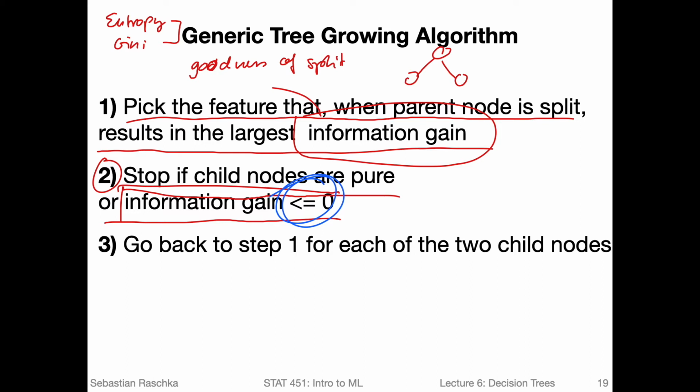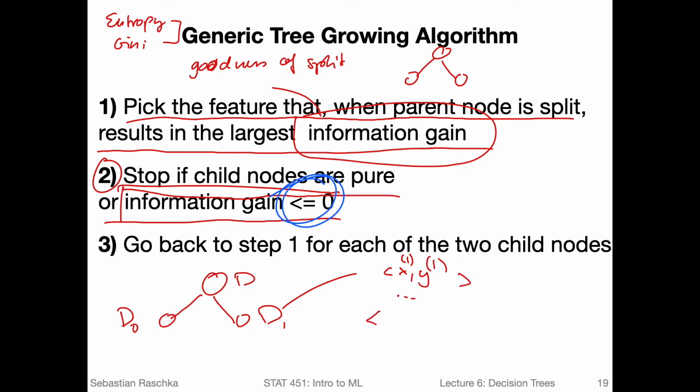So when we start growing the decision tree, we have the whole data set here, and then every time we split, we have a subset. So here we have D0 and here we have D1. So it's a subset of the data set, and each data set subset consists of pairs of features and the corresponding class labels in the training set. So we have, let's say, data point 1 up to, for this node, let's say, n.